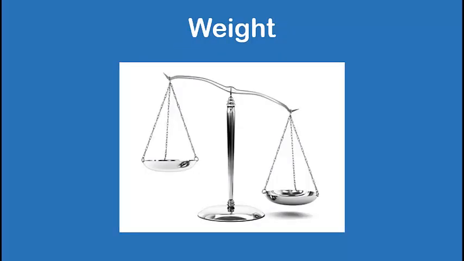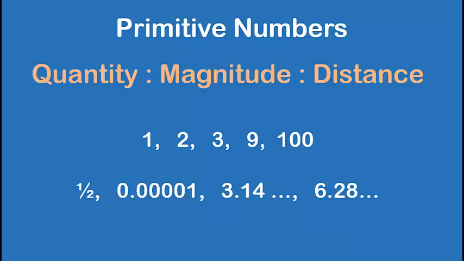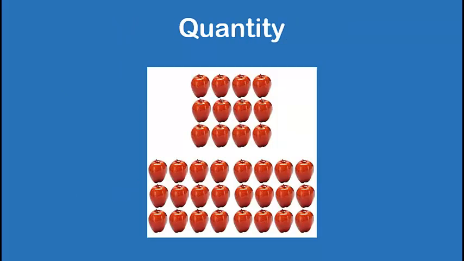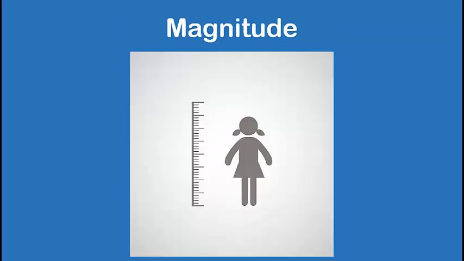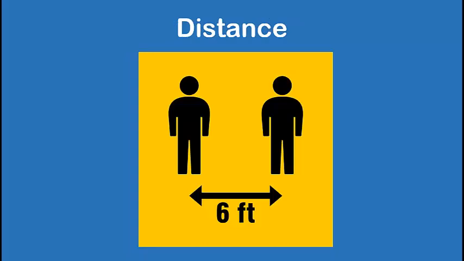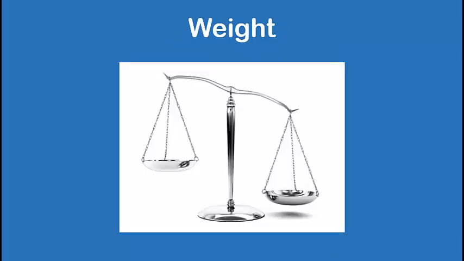And then we have the weights. You can have a weight, which you would also just use primitive numbers. So there's no such thing as positive and negative quantities, positive and negative heights, positive or negative distances, or positive and negative weights. So that's pretty straightforward.